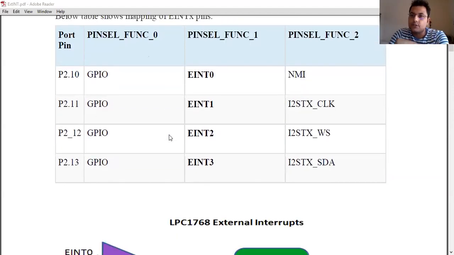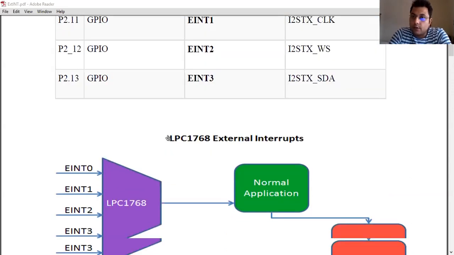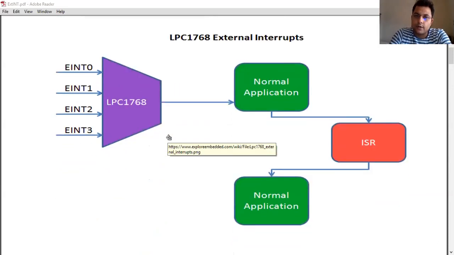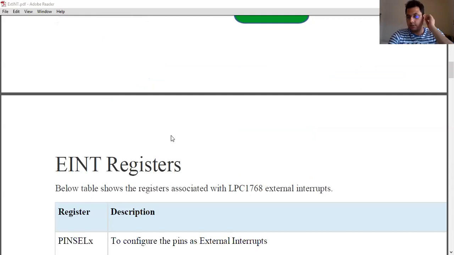Later on, the register sets which are involved in configuring the corresponding pins as external interrupt pins, that we will understand, that how many registers are involved. Apart from that, we'll understand one program in which the external interrupt we will use to toggle the LEDs, which you can use for any purpose.